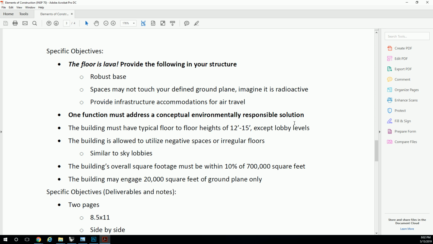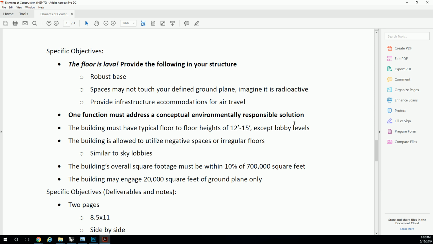There are no safety rules here. It just needs to sort of look cool. And then, okay, when you're doing your floor divisions, I want you to stick to like a 12 to 15 foot floor height. And I'm kind of counting on that relatively low floor to floor height being a pretty significant separation between the ground plane and the building, but it doesn't have to be. So maybe these are all the way up in the clouds, but they're going to have these tiny little floors at 12 to 15 feet. And that's what you're going to count toward your square footage.